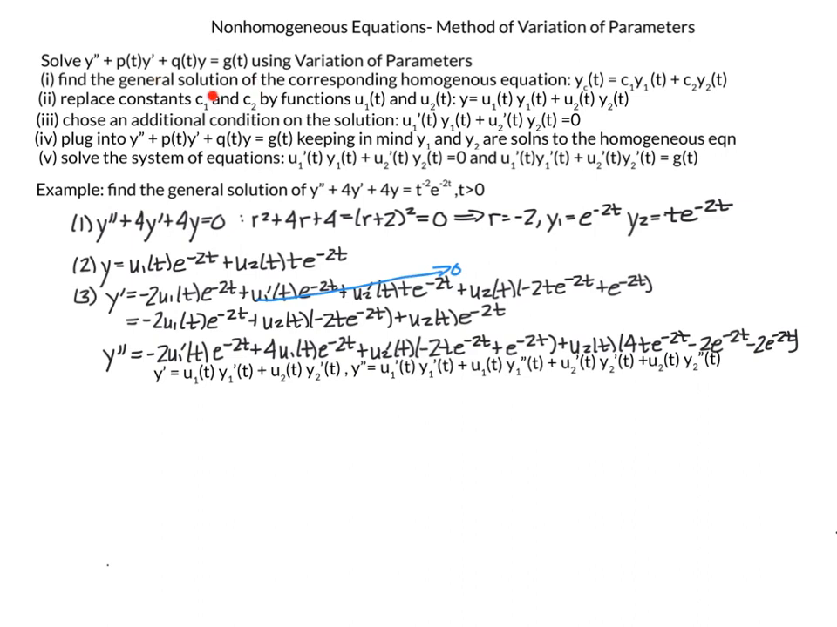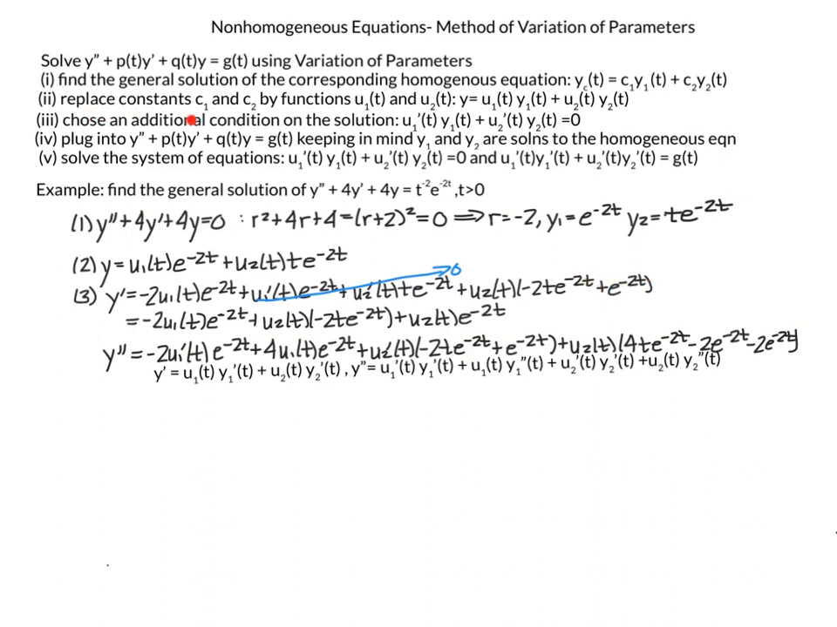Step 2, replace the constants c1 and c2 in this general equation with u1 and u2. So I'm going to have y equal to u1 times y1 plus u2 times y2. Then I can go ahead and take the first derivative of y, which I have here, which is minus 2u1 e to the minus 2t plus u1 prime e to the minus 2t plus u2 prime e to the minus 2t plus u2 times minus 2t e to the minus 2t plus e to the minus 2t.